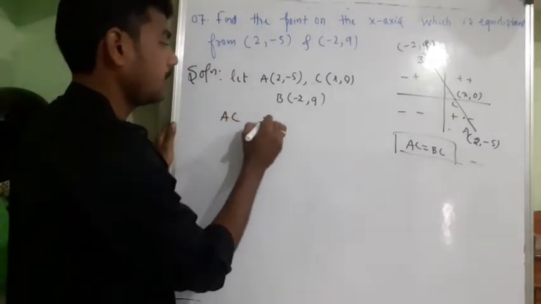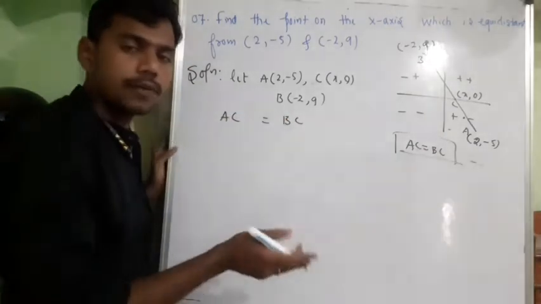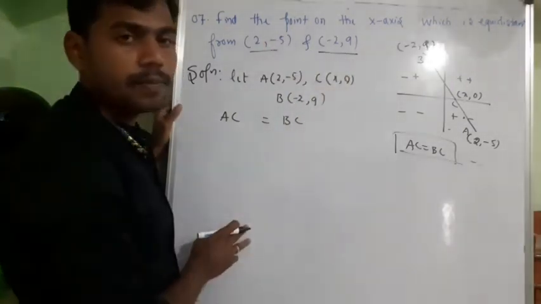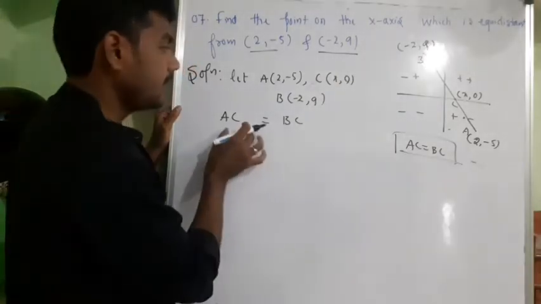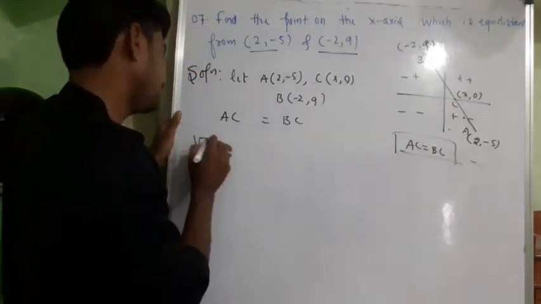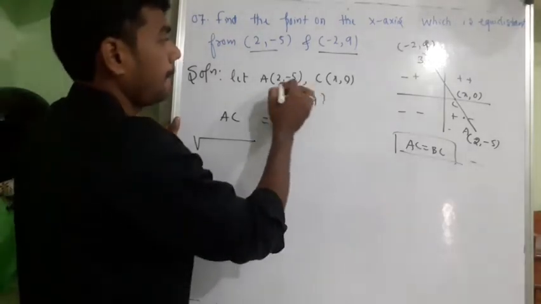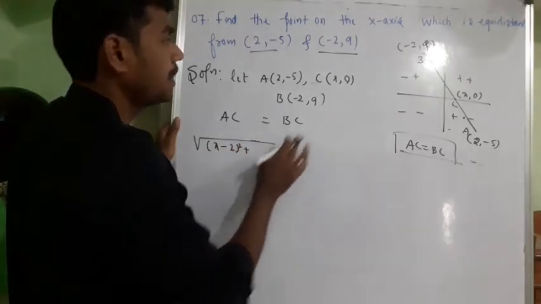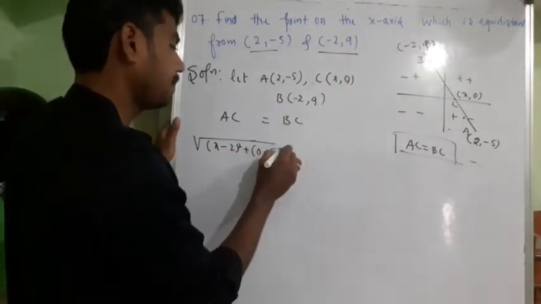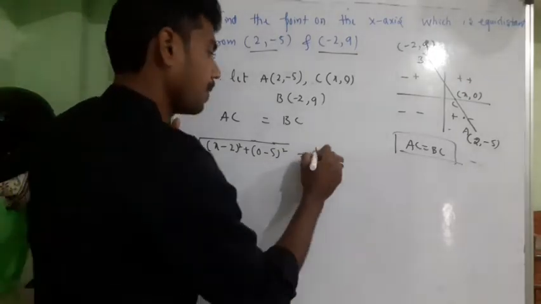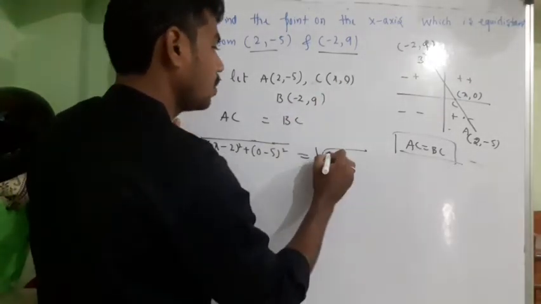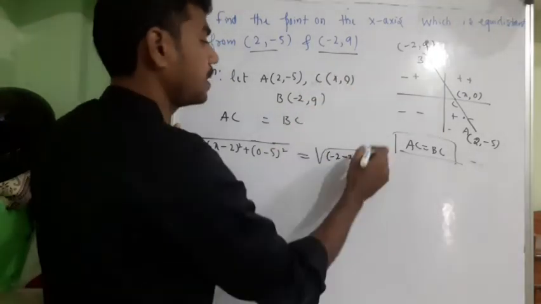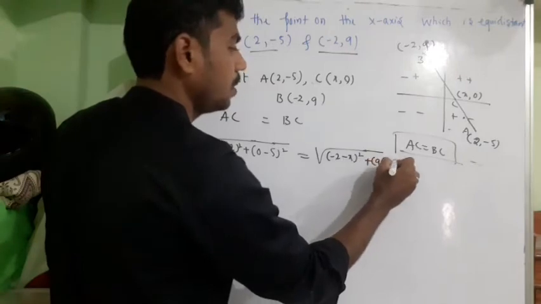It is given that AC is equal to BC. These 2 points are equidistant from the point on the x-axis. That is the reason AC is equal to BC. What is AC? It is the square root of (x minus 2) whole square plus (0 minus 5) whole square, which is equal to BC, the square root of (minus 2 minus x) whole square plus (9 minus 0) whole square.